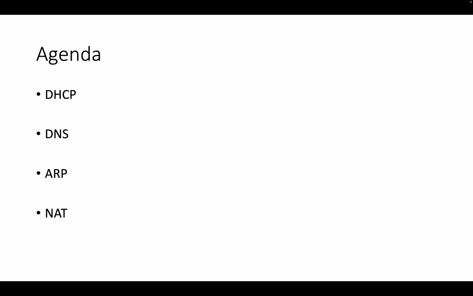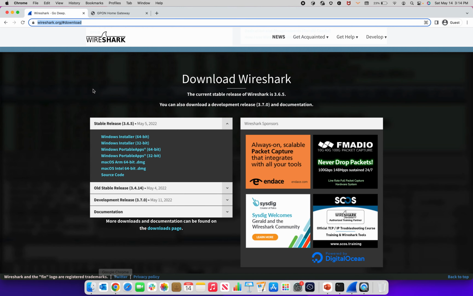In this video series, I'm going to talk about a practical approach towards understanding networking components like DHCP, DNS, ARP, and NAT. All you need is a laptop connected to a wireless router and Wireshark tool installed. Wireshark tool is a network protocol analyzer tool which helps in decoding network packets. You can download the tool from this link. It's freely available for both Windows and Mac. So let's get started.